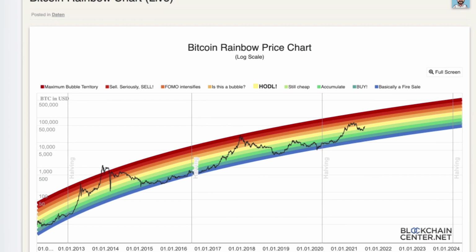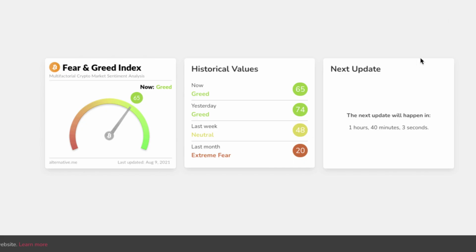Right now it's at 65, which is greed. Yesterday it was at 74, which is greed. So things became a little bit more fearful today than yesterday. Last week it was 48. Last month, aka the best time to buy, it was at 20.